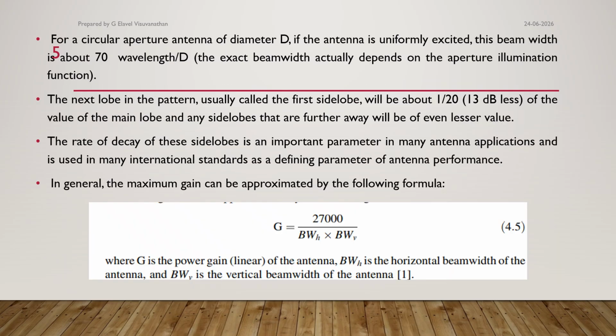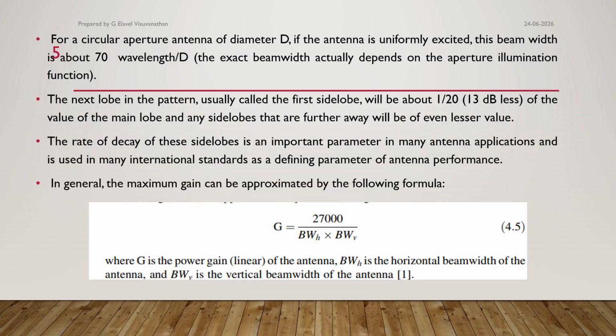For a circular aperture antenna of diameter D, if the antenna is uniformly excited, its beamwidth is about 70 wavelengths per diameter. The next lobe in the pattern, usually called the first side lobe, will be about 1 divided by 20, that is 13 decibels less than the value of the main lobe, and any side lobes further away will be of even lesser value. Because it is 1 by 20, obviously it is going to be a lesser value.